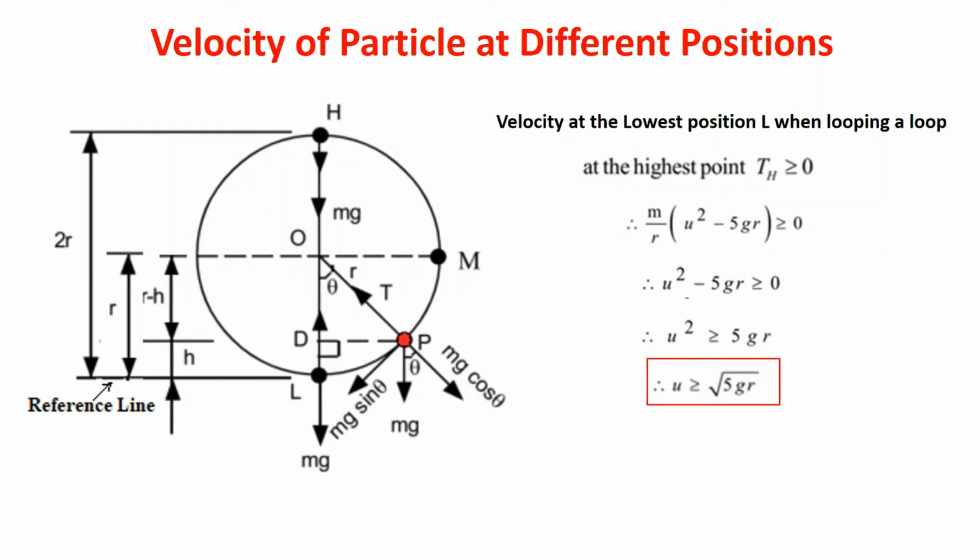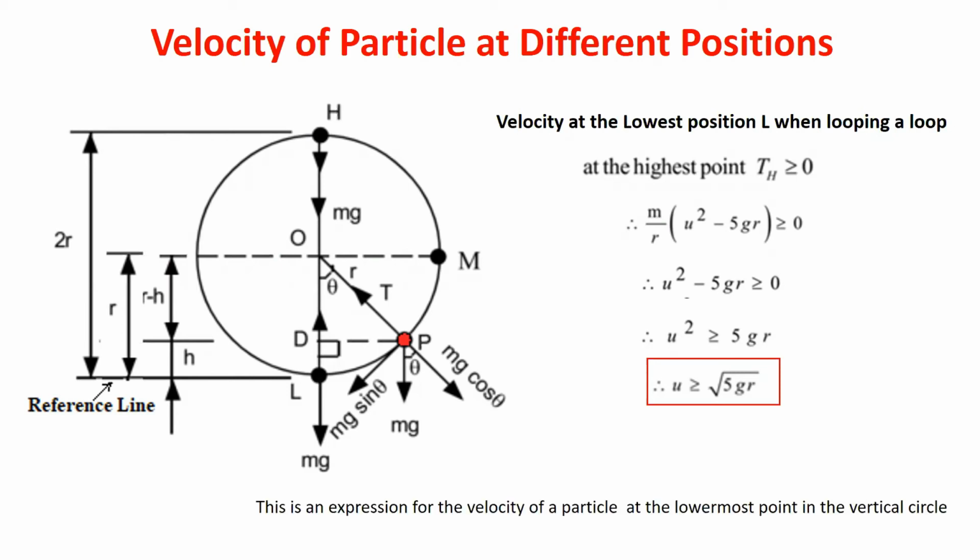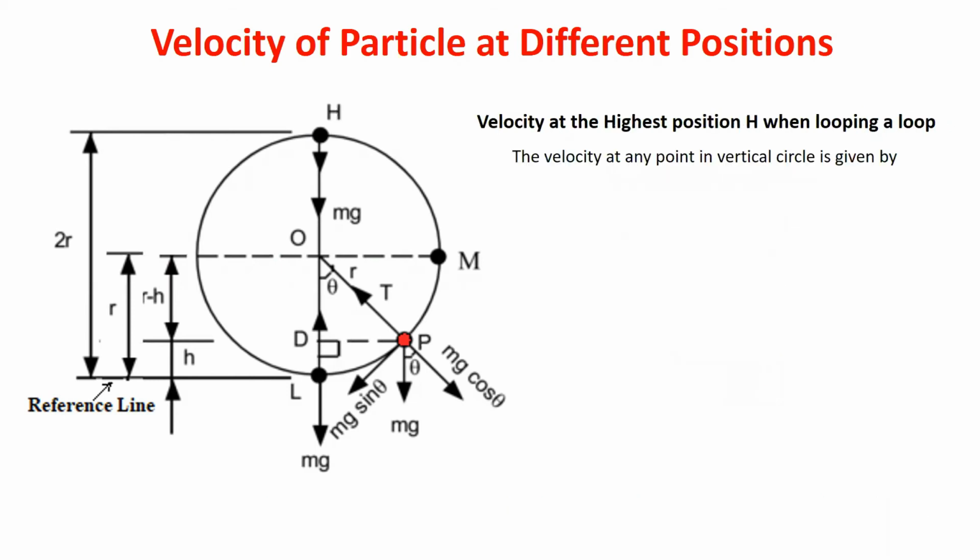Just write down this equation. U is equal to root of 5gr. This is the expression for the velocity of the particle at the lowermost point in the vertical circle. Now we have to find velocity at the topmost position, h.